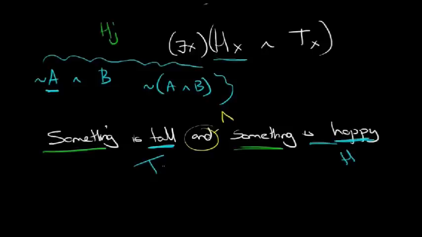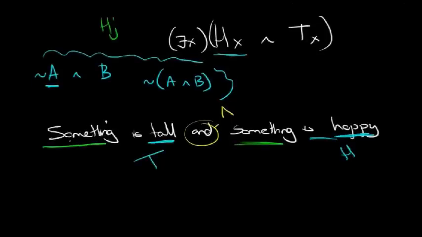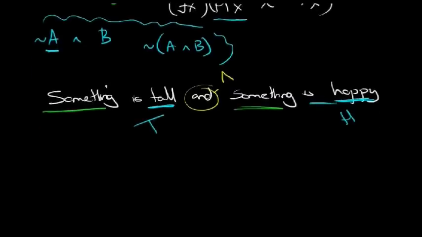Now in this case it looks like we might be talking about two different things. In the first sentence we looked at, something is tall and happy, it's the same something that is tall and happy. But in this case, while it might be the same something, could be that something is tall and that same something is happy, it's also open to it being that one thing is tall and then another thing is happy. So I think that means we're going to need two variables.